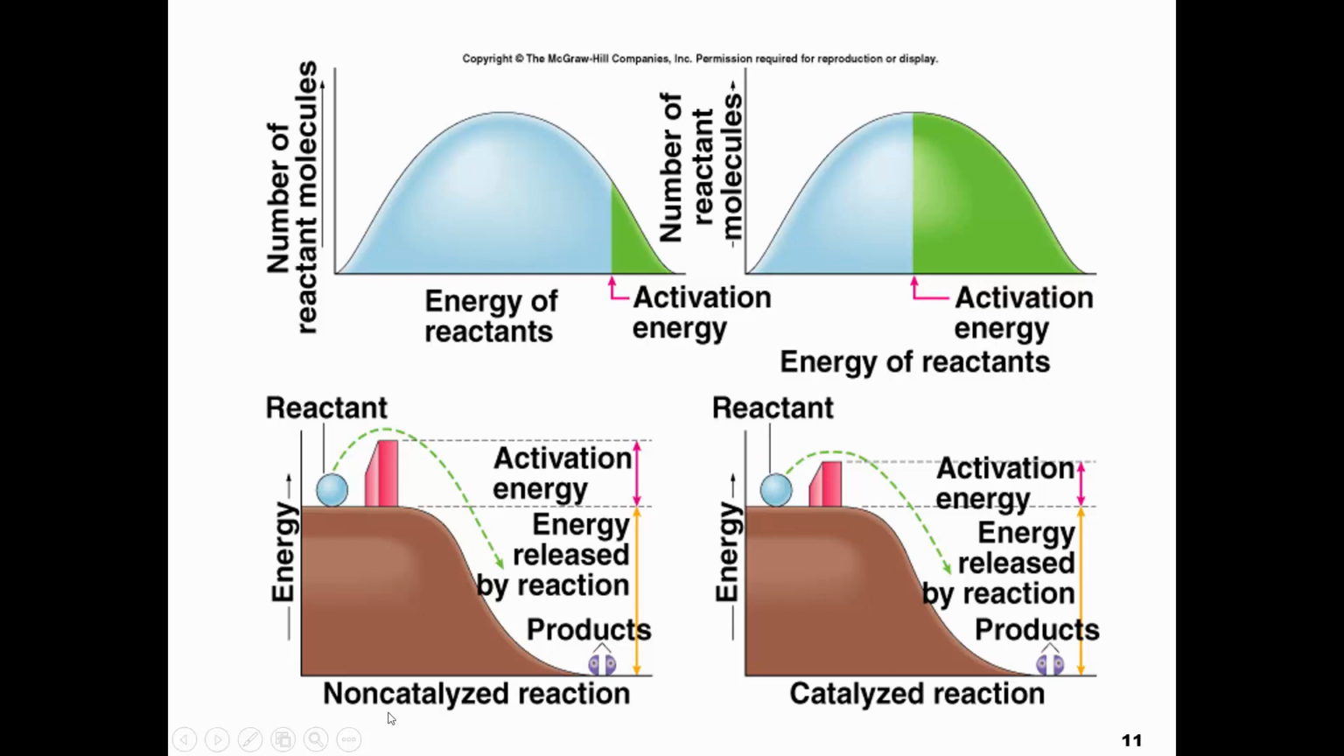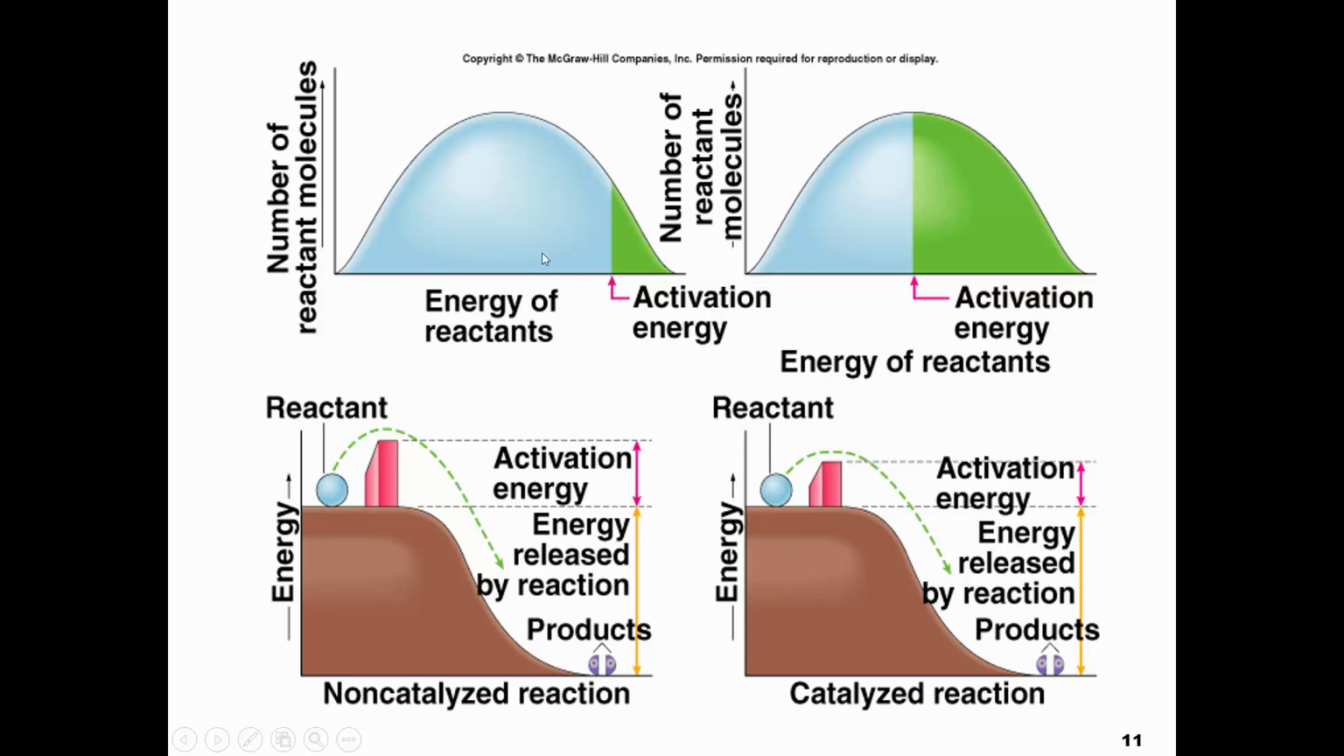And so we can see that with the addition of an enzyme over here, this is a non-catalyzed reaction, which means no enzymes. We use the word catalyze to describe what an enzyme does to a reaction. It lowers the activation energy, making it more likely the reaction will occur. Over here, we have a catalyzed reaction, and we see that we've lowered the activation energy.